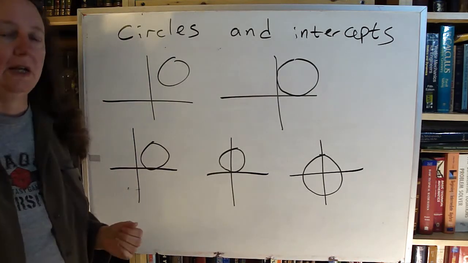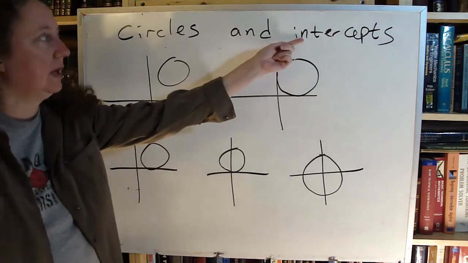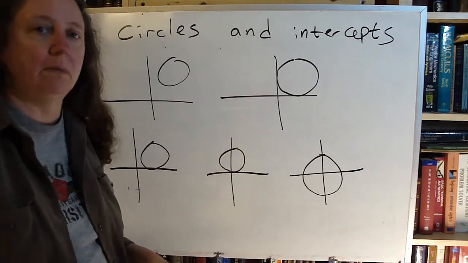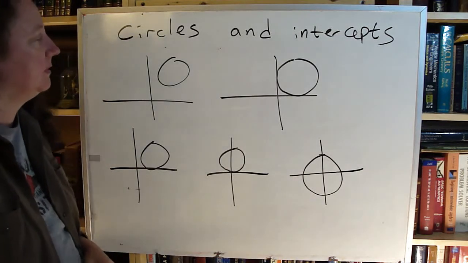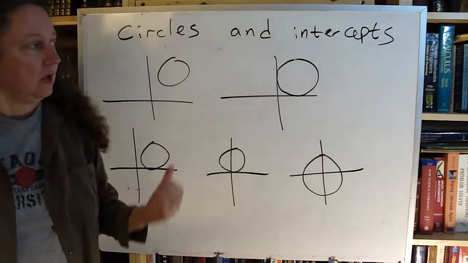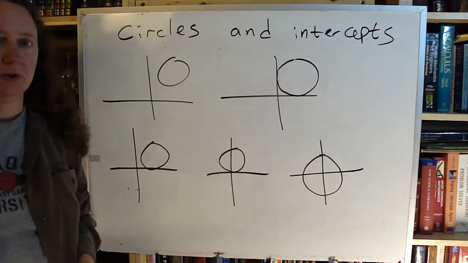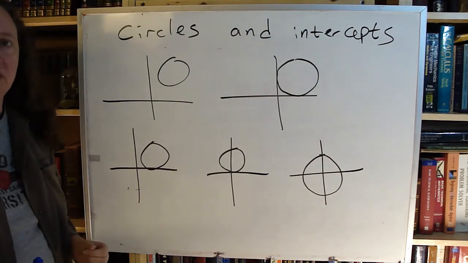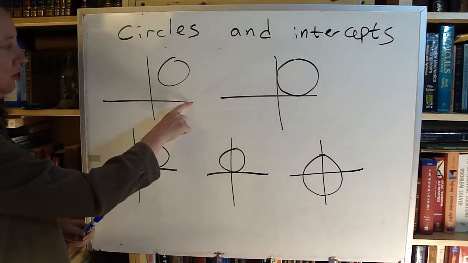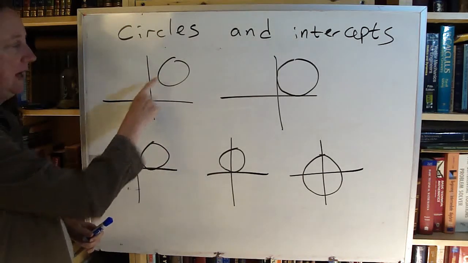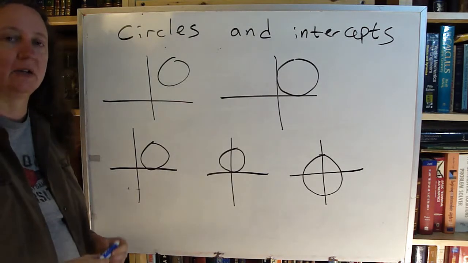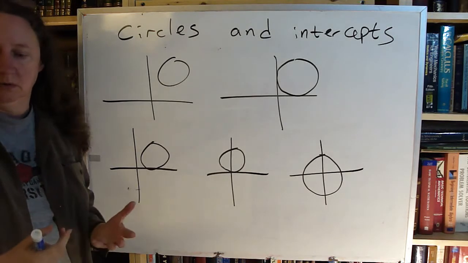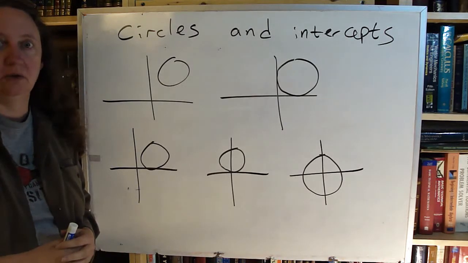Looking at circles and intercepts. So remember, intercepts means where the line that is drawn meets the x-axis or meets the y-axis. Looking at these 5 different examples here. Must circles have x-intercepts? There's my x-axis. That circle does not touch the x-axis. So must they have x-intercepts? No.